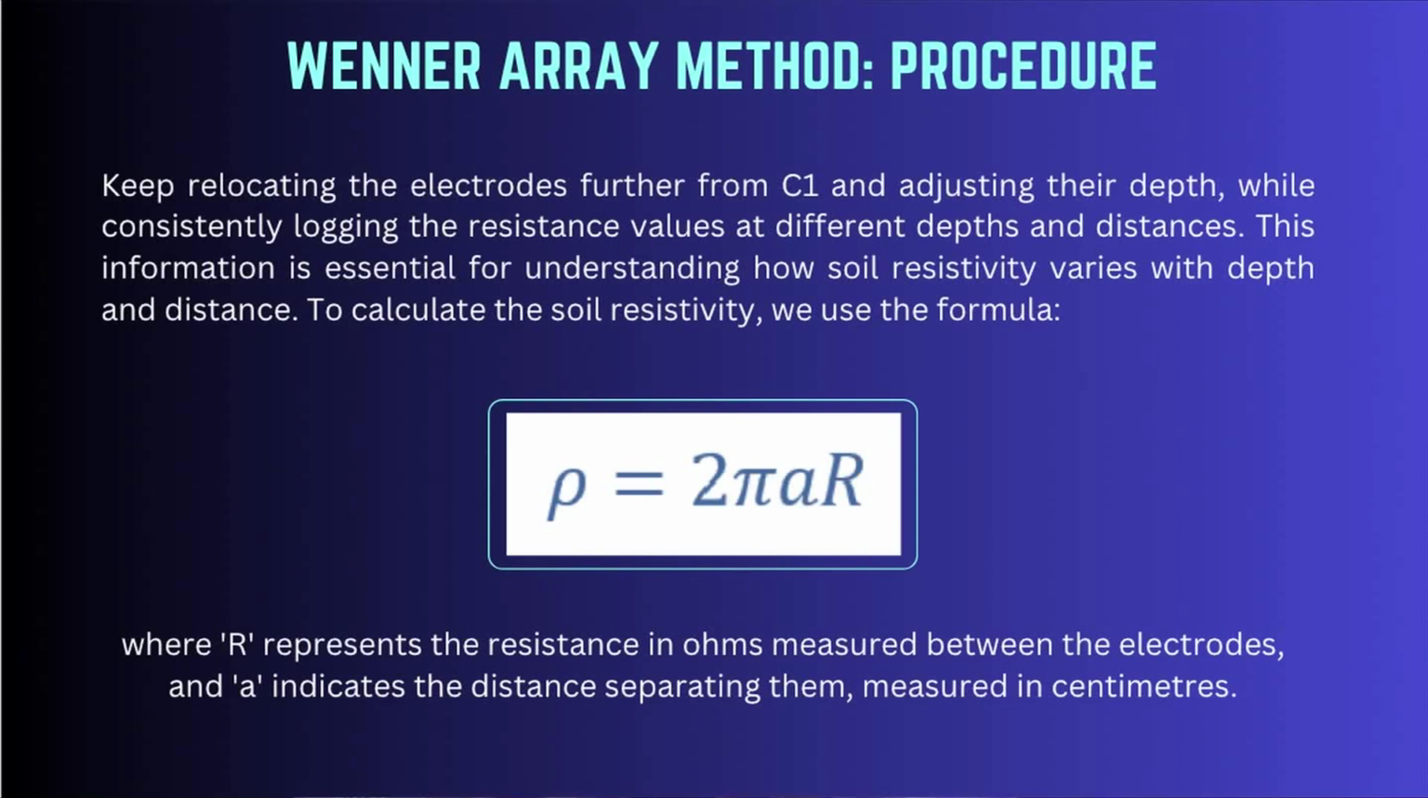To calculate the soil resistivity, the formula used is rho equal to 2 pi A R, where R represents the resistance in ohms measured between the electrodes. A indicates the distance separating the electrodes measured in centimeters. Now let us derive the above formula. But before deriving the formula for resistivity, at this stage you should be able to answer the following questions.